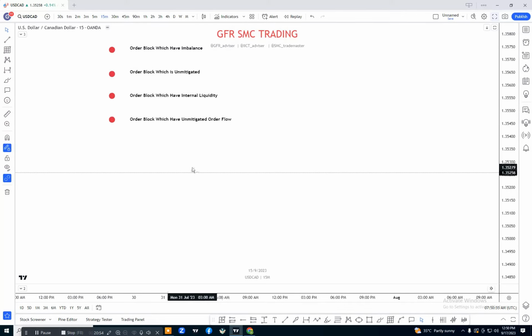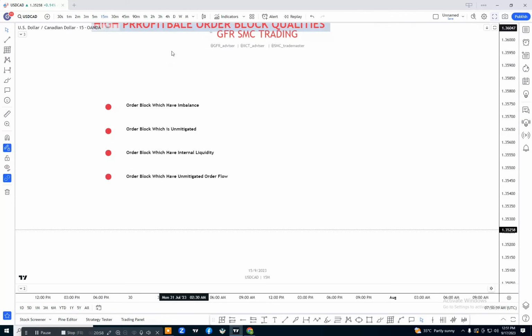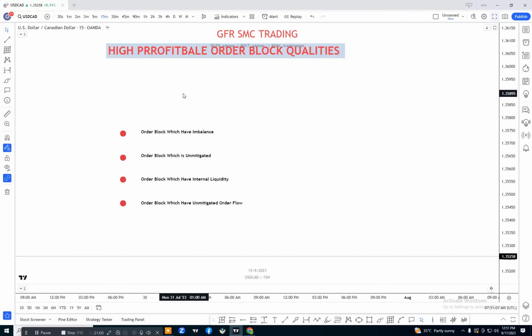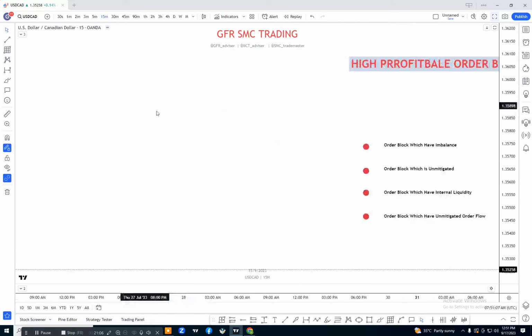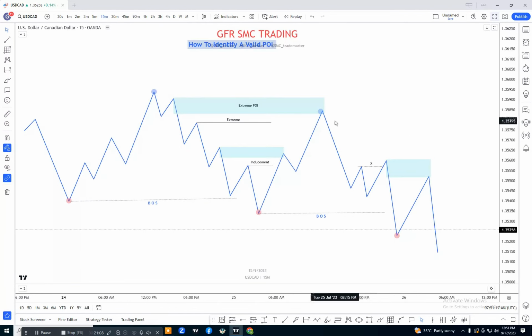Now if we already know the qualities of a highly profitable order block, which order block should we use? Let me mark another diagram. Now if we focus on this area, how do we identify a valid POI or a valid order block? Because a single leg has many order blocks, so which can we use?